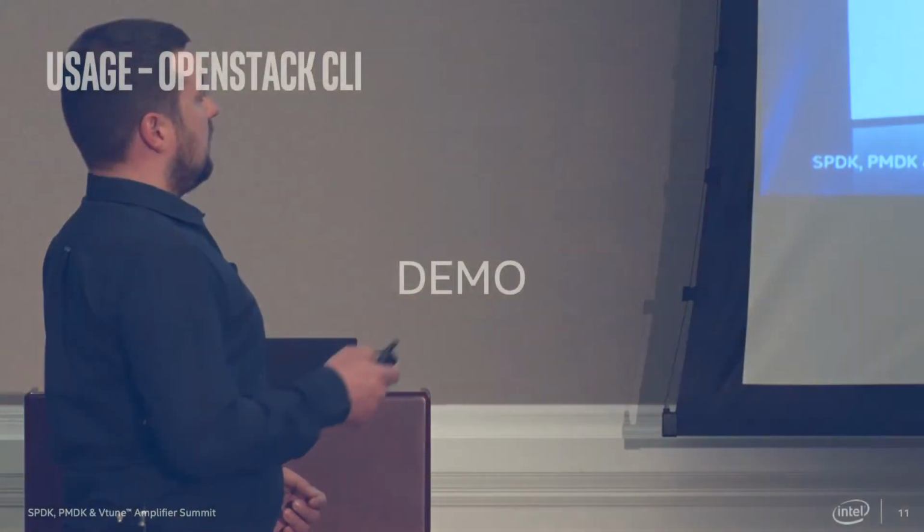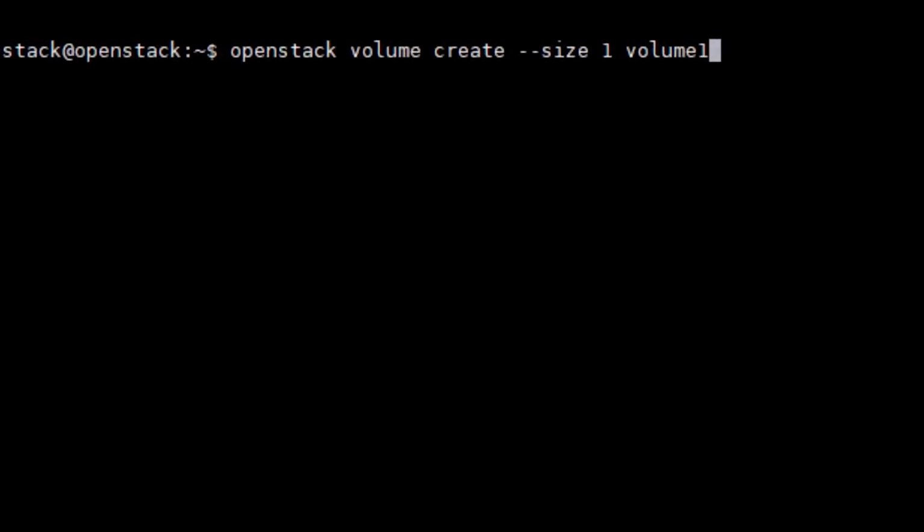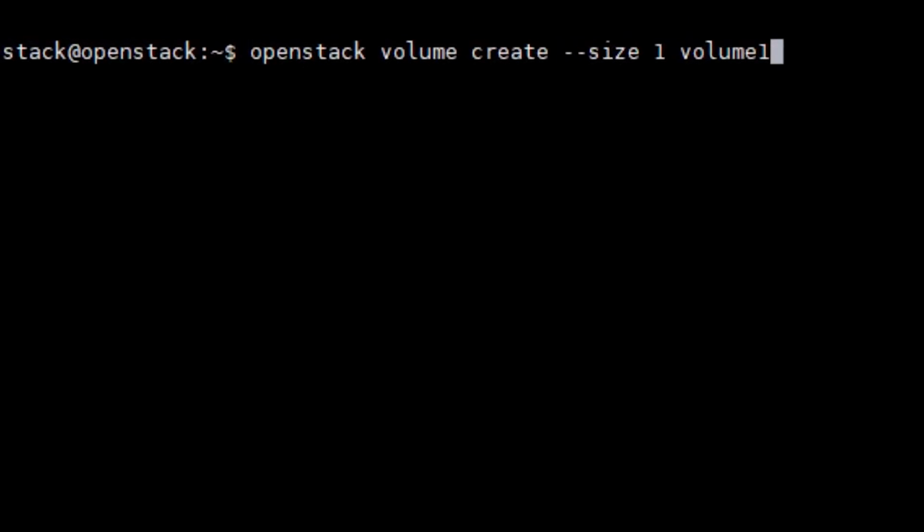And as I mentioned before, there are two ways to manage OpenStack. I want to show you both ways, and I want to show you how to create a volume, how to create a compute node, and how to attach the volume to the compute node. First, I want to show you the OpenStack client. So to create a new volume, we use the openstack volume create command. We select the size of the volume, and we select the name for the volume.